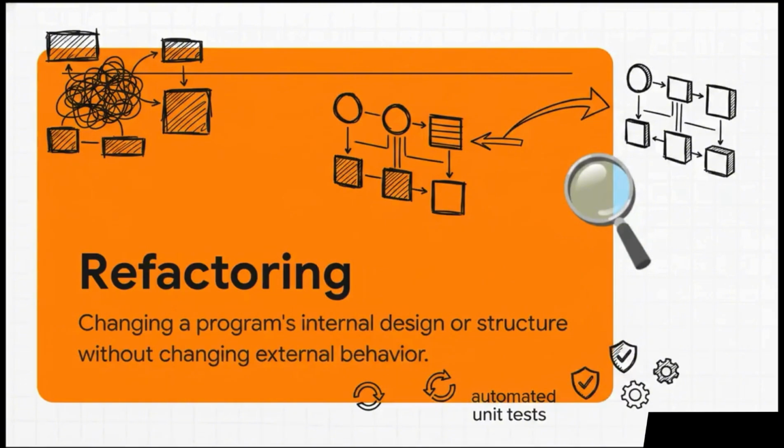Refactoring means you open up that code and completely overhaul its internal structure, but without changing what the program actually does on the outside. And how do you know you didn't accidentally break its behavior? Exactly, those automated unit tests we just talked about. They verified that the code behaves exactly the same way before and after you messed with it.